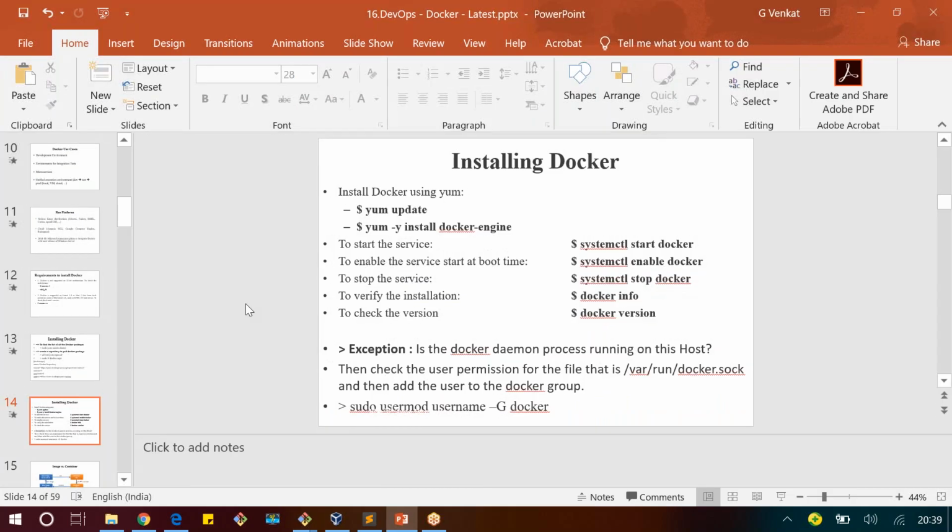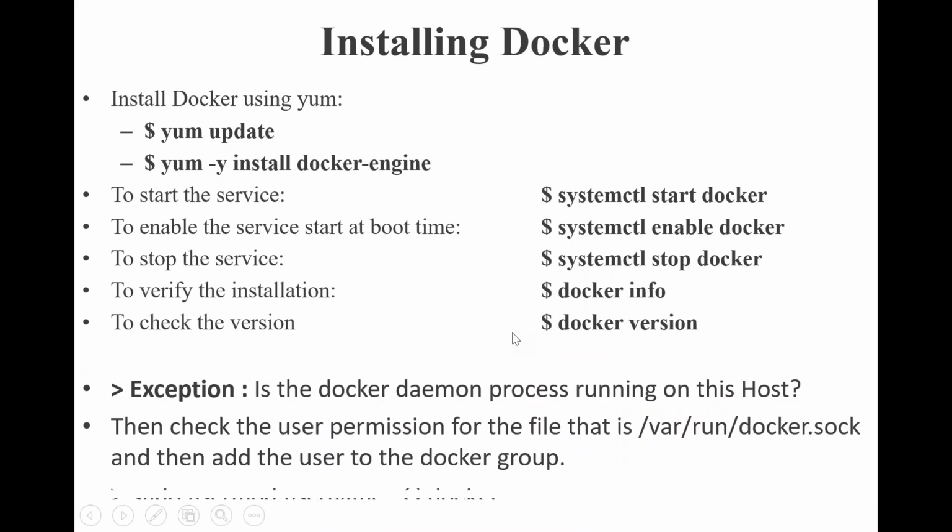Sometimes there is a problem. Whenever you try to run Docker info, you may receive an error asking whether the Docker daemon process is running on this host or not. If you get this kind of exception, make sure about /var/run/docker.sock. This is the main Docker socket file, and the current user who is using it as a client should have permissions on it.